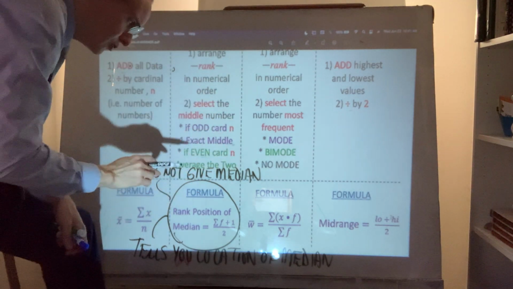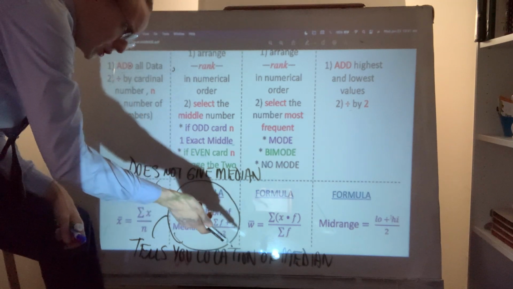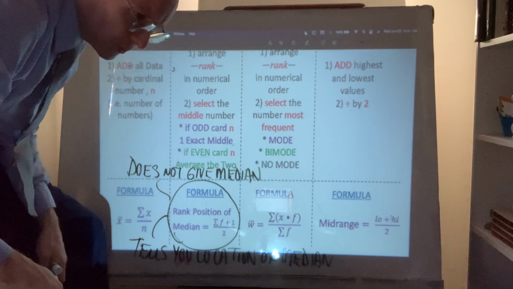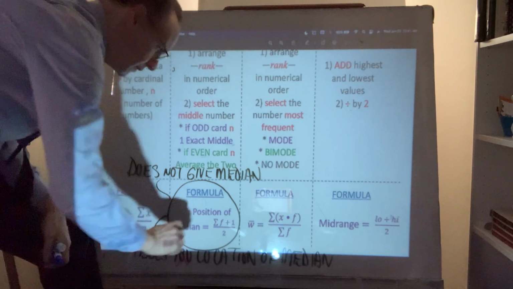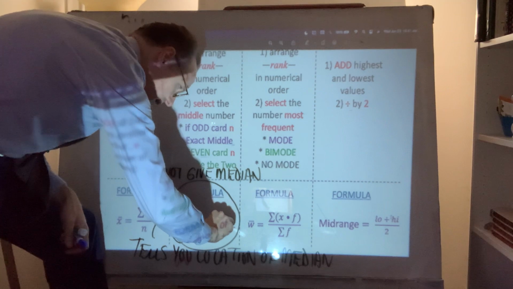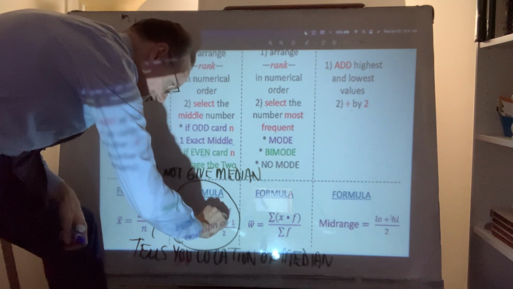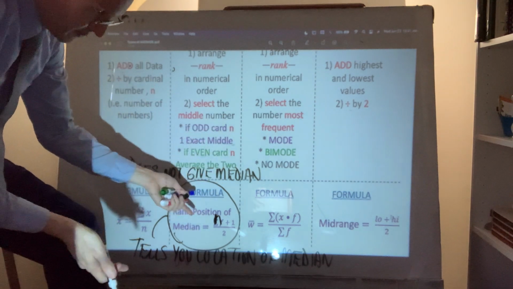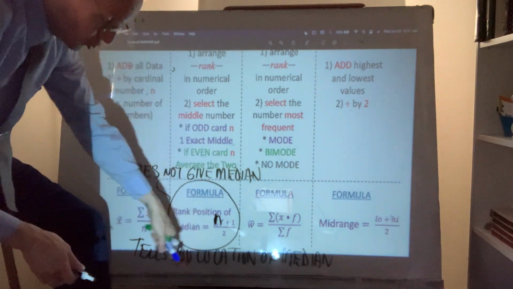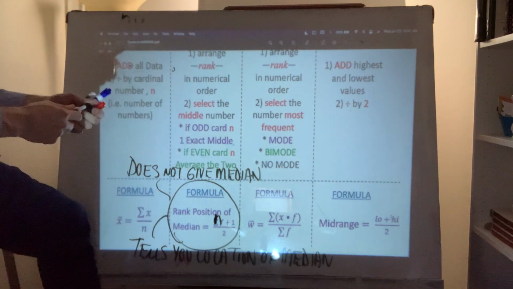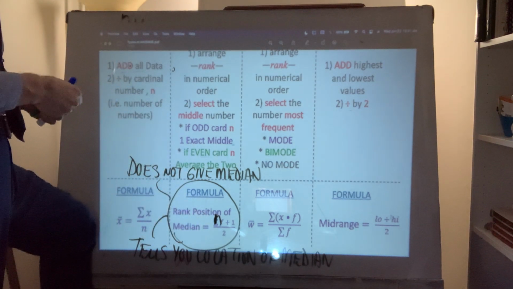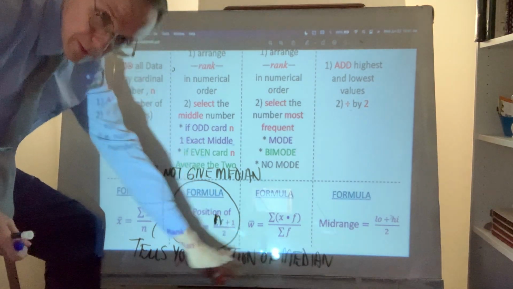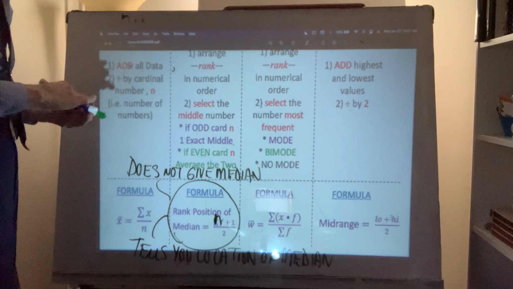All right, so this will tell you how many places to count, essentially. A simplified version of this would be just n plus 1. So in place of sigma f, where f stands for frequency, the sum of the frequencies, n as in the cardinal number, the number of data values, plus 1 divided by 2 would be sufficient. It accomplishes the same thing. Okay, so just beware. This is not going to give you the median. It's simply going to tell you where it's located, which is useful.